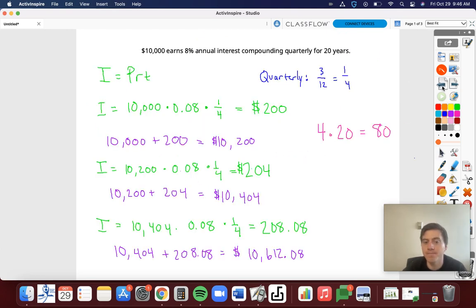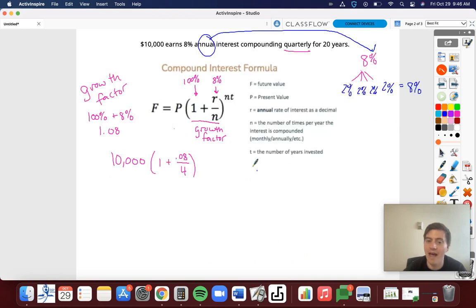And if you remember, we said, how many times is this going to happen? How many times is it going to compound if we're compounding quarterly for 20 years? Well, quarterly is 4 times a year. 20 years, that would be 80 times, right? So we need this to happen 80 times. Okay, an exponent. Remember that an exponent tells you how many times to multiply by something. So if we have like 2 to the third, that's 2 times 2 times 2, right, which is 8.